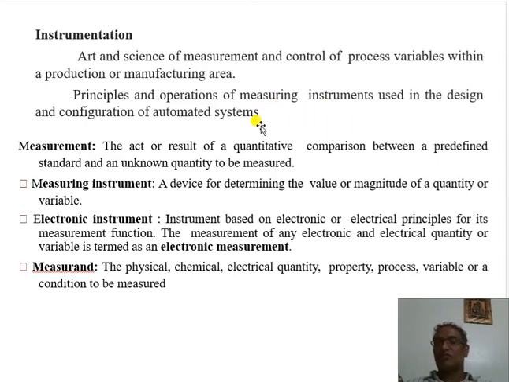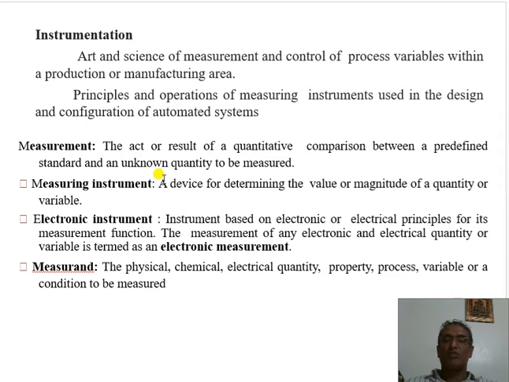So, what is measurement? The act or result of quantity comparison between the predefined standards and the unknown quantity to be measured. When we want to measure a quantity which we have theoretically calculated, but we don't know the measured value, that is the unknown quantity we want to measure. We have a predefined standard value, but we don't know the actual quantity. That is what we call measurement.